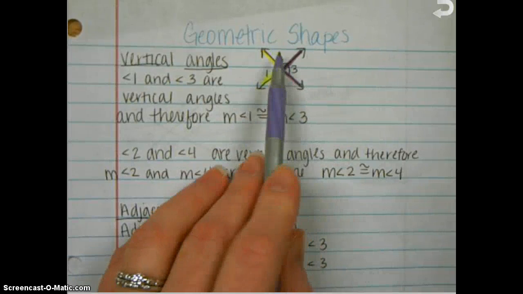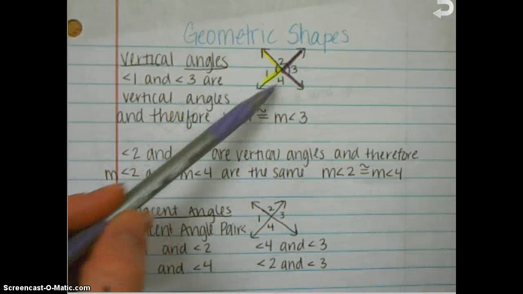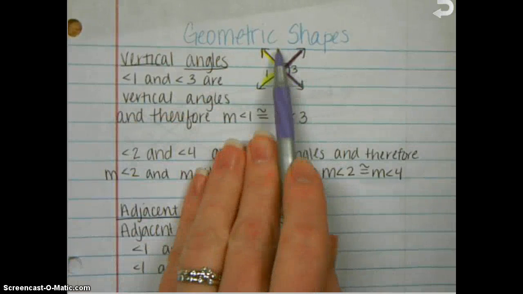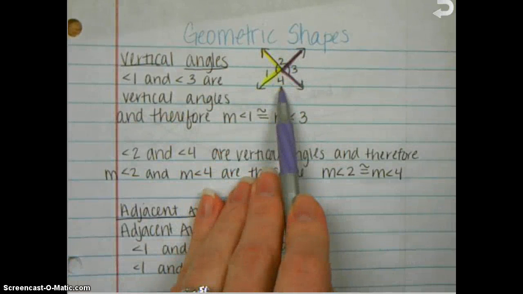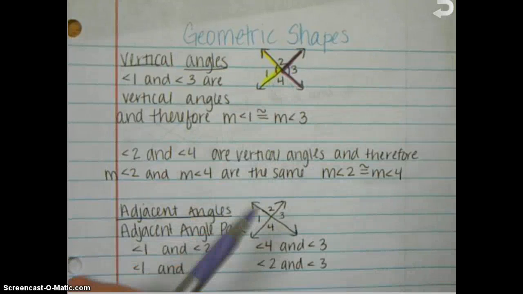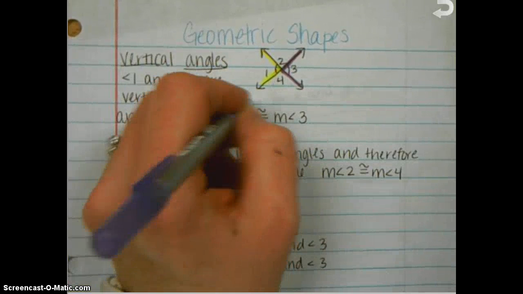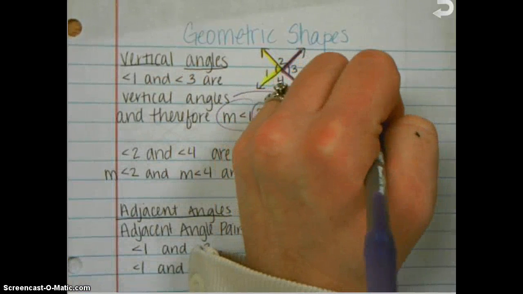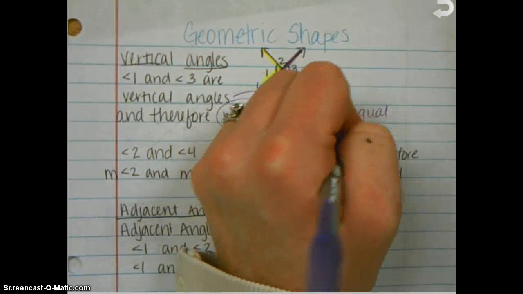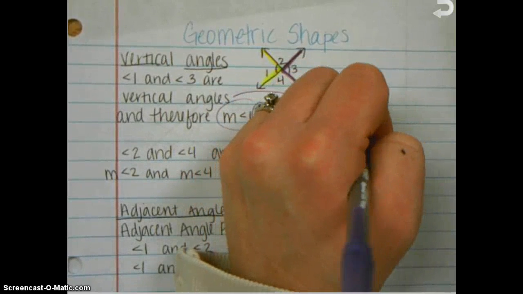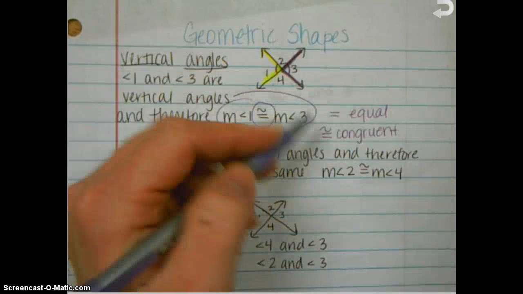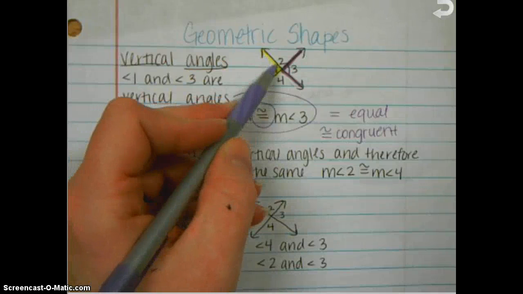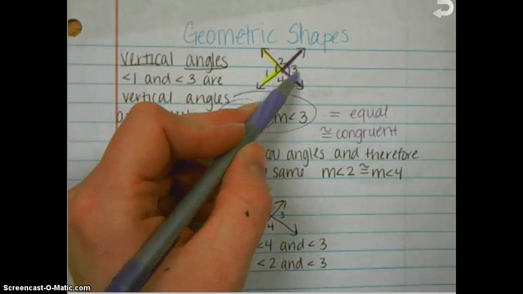And that could also go with angle 2 and angle 4. Angle 2 and angle 4 are going to be vertical angles. See how it makes the V and the V? And therefore, whatever the measure for angle 2 is, it's also going to be the same for angle 4. And right here, when I say this right here, with this little sign, this is equal, this is congruent. And congruent means that they are the same size and the same shape. So if this one's 90 degrees, that one's 90 degrees.